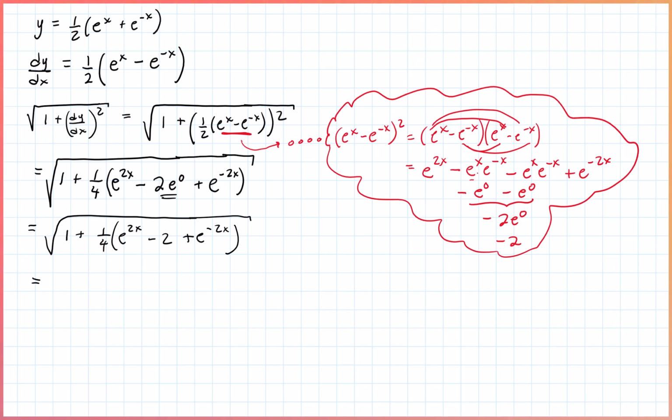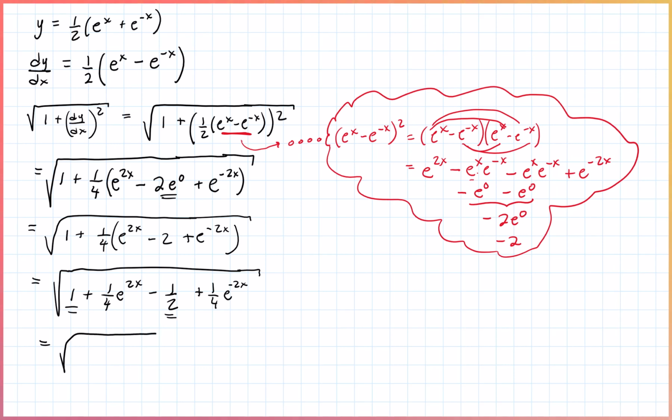And then keep going. Let's distribute. So we get 1 plus 1/4 e to the 2x minus 1/2, when I distribute the 1/4, plus 1/4 e to the negative 2x. And then we've got a 1 and a minus 1/2, and so I'm going to add those together. It might seem kind of funny, but I'm going to leave it in between the two exponential terms because, as crazy as this might sound, that is actually a perfect square. So this is a perfect square.